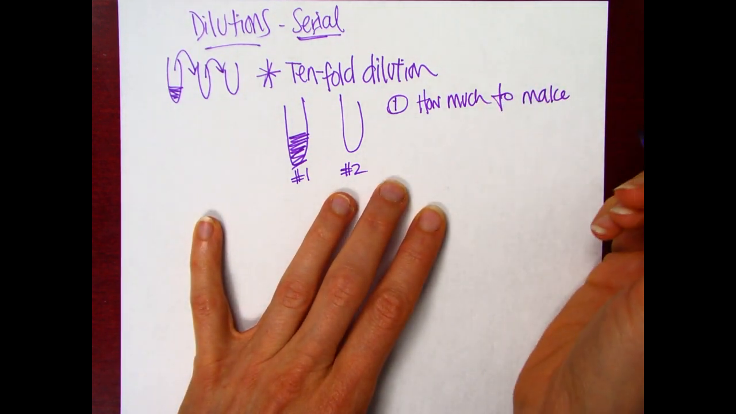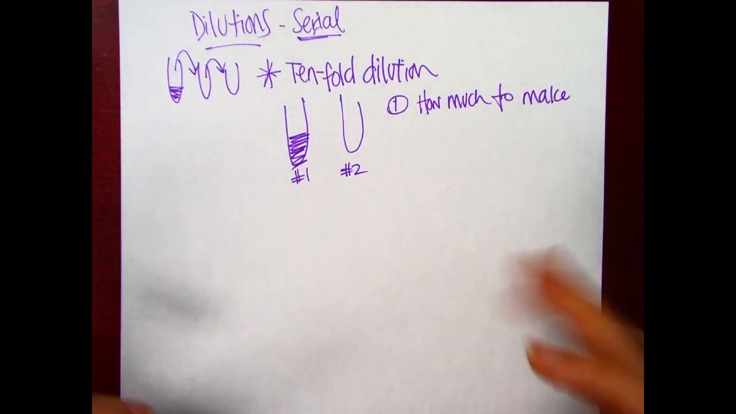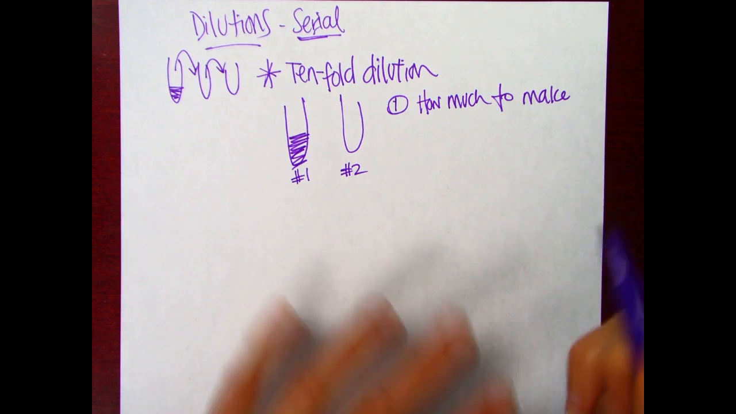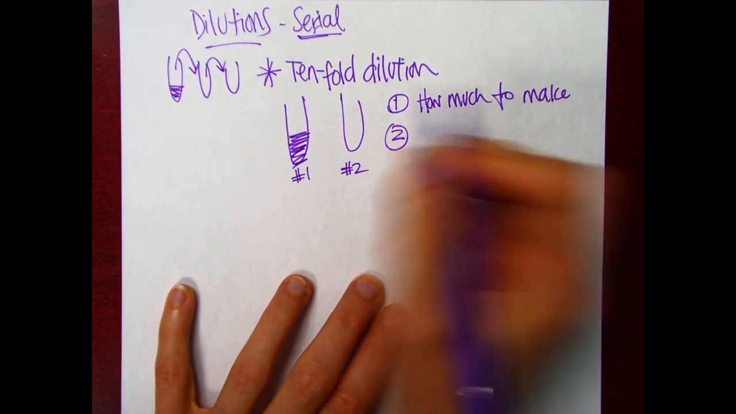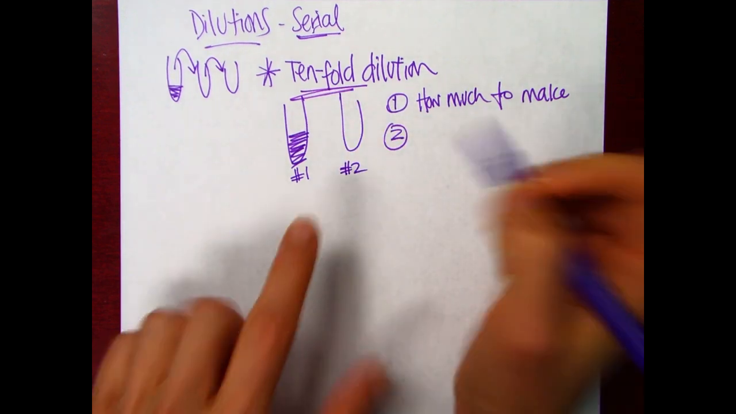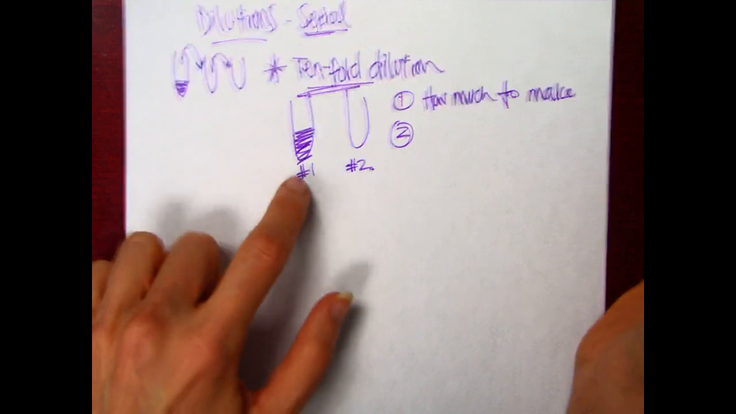You guys know I like the number 8, right? My clicker channel is 8. So we're going to do an example down here where we're going to make 8 mils. We'll get back to that. The first thing you decide is how much you want to make. The second thing you decide, because we're doing tenfold dilutions, is that each tube that we make is going to be 10% as strong as the tube that it came from.